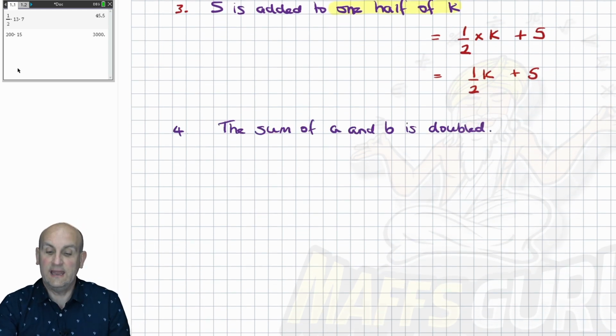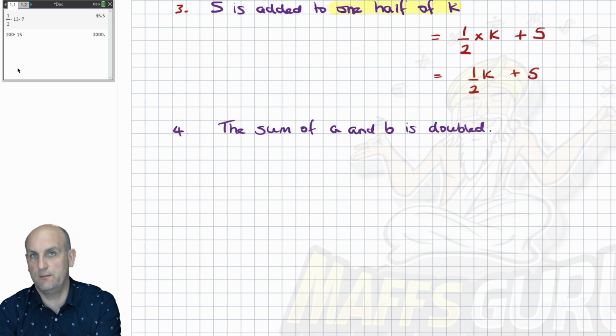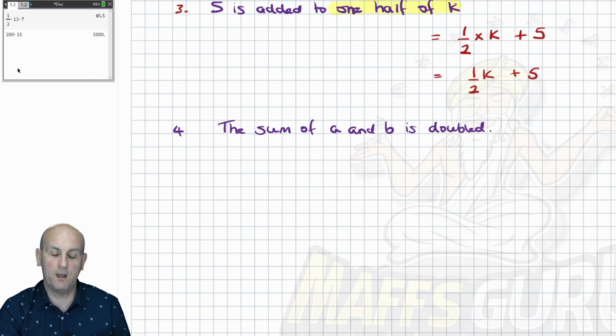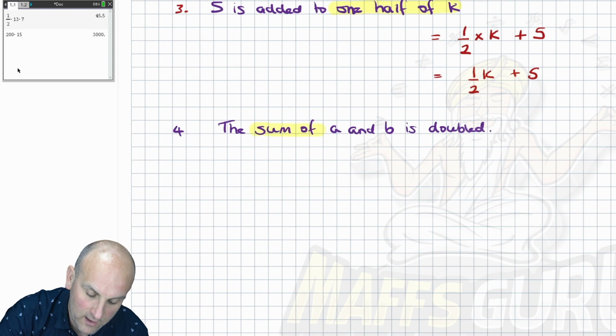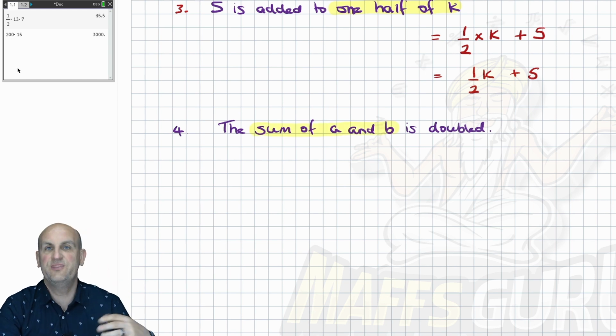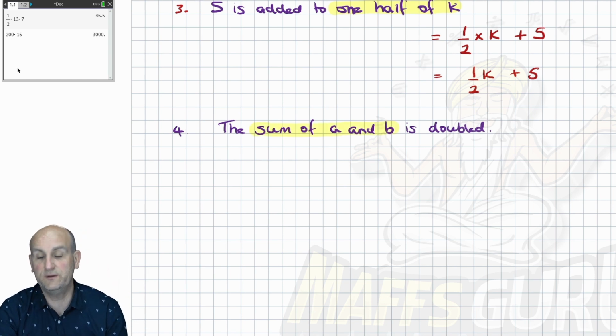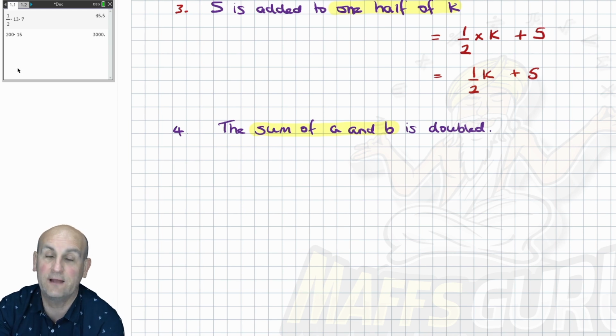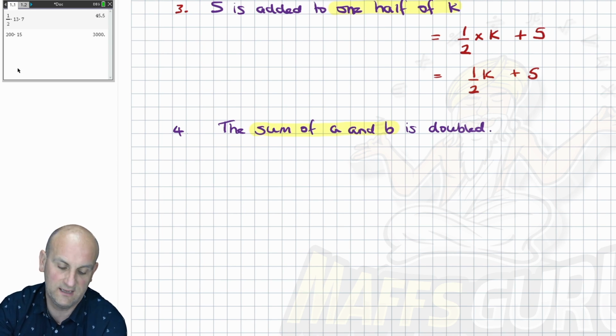All right, so again, here's another tricky example. The sum of a and b is doubled. So again, there's an implied order there. It wants you to sum a and b and then double the answer. Now, if you've watched a previous video where I talked about the trapezium and how to find the area of the trapezium, this is going to be giving you a bit of a trick.